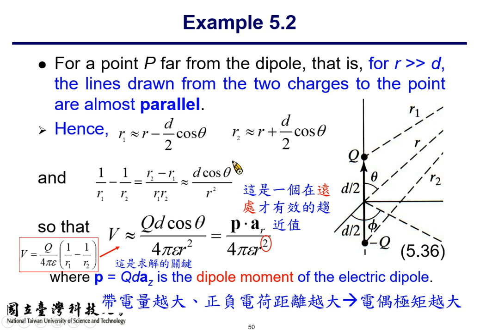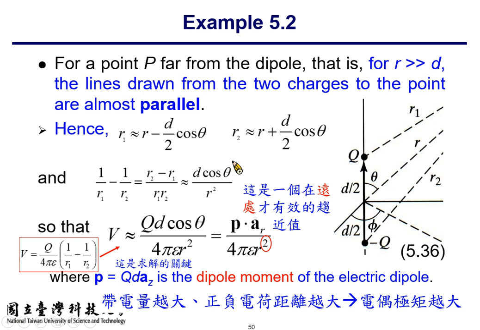The voltage potential, the voltage built up with an electrical dipole, can be expressed as QD cosine theta. So you can identify that the first two is the electrical dipole moment, okay? So it's proportional to the size of D, proportional to the amount of charge Q. So if you have a bigger or larger electrical dipole moment, the voltage built up by this electrical dipole is larger, of course.